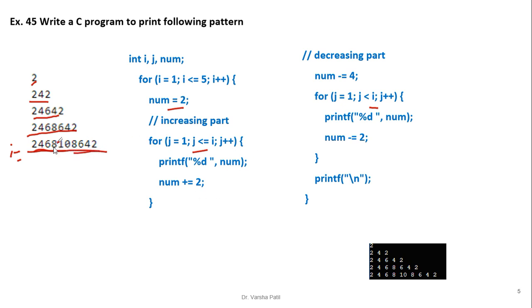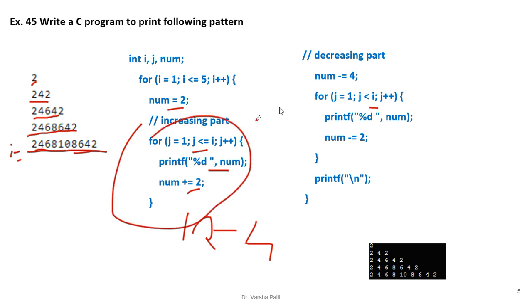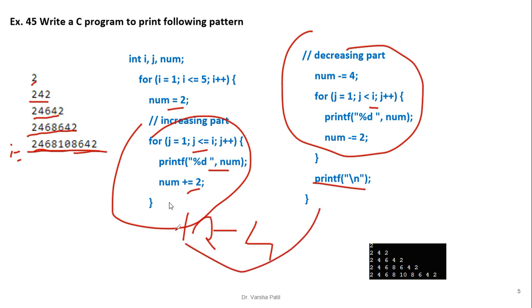So when we print 2, 4, 6, 8, 10, what will happen is, when the last 10 gets printed, it is already incremented to 12, and after 12 we want to start with 8. So 12 minus 4 is equal to 8. So 12 minus 4 takes place and we get 8. So there are 2 inner loops. One is increasing, then one is decreasing. After that it will print \n, and it will go again for the next iteration of I.